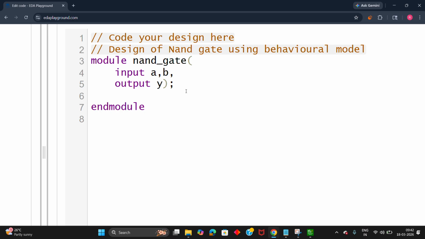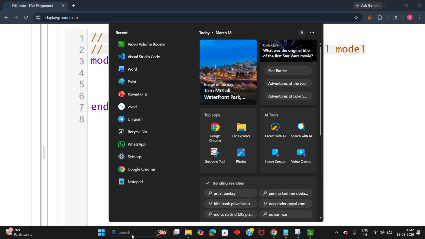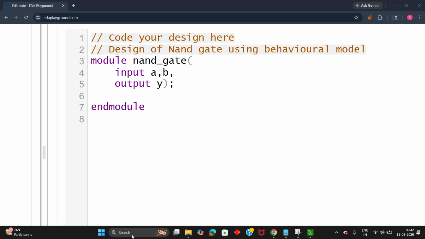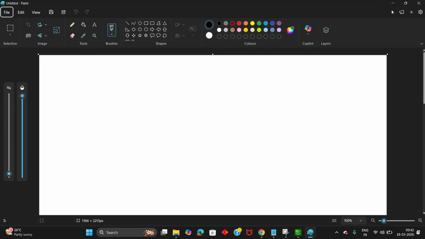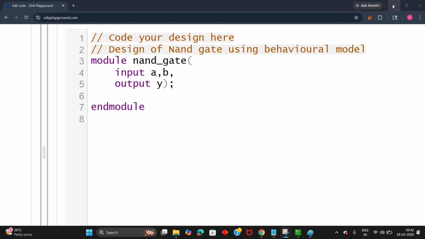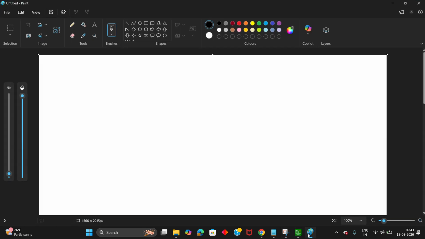Okay, in the NOT gate video, I also discussed the CMOS technology. To write the code for the NAND gate, first you should know how this NAND gate looks in CMOS technology, the CMOS diagram. You should know that.